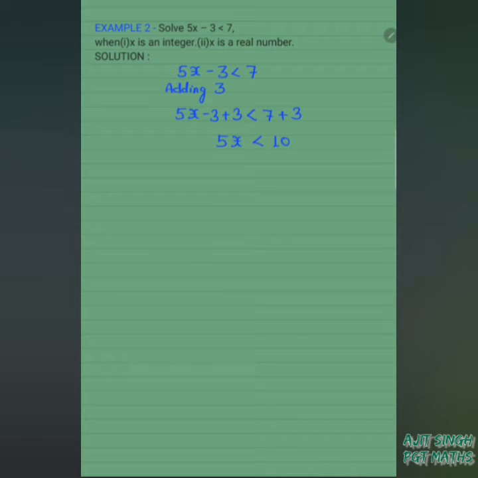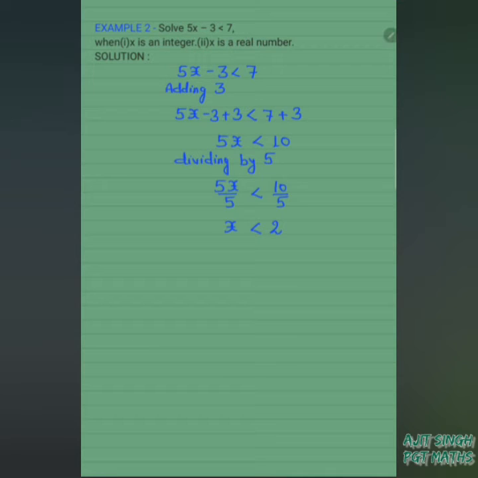Now as per rule 2, both sides of an inequality can be multiplied or divided by a positive number without affecting the sign of the inequality. So dividing by 5 on both sides, 5x divided by 5 less than 10 over 5. So x is less than 2. So the inequality will be satisfied by the numbers which are less than 2.